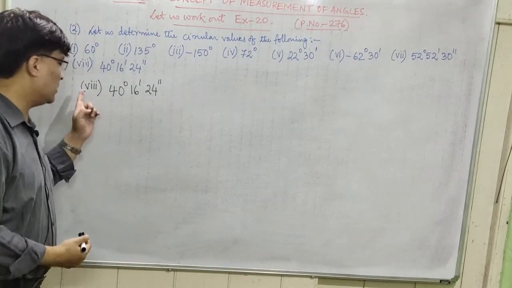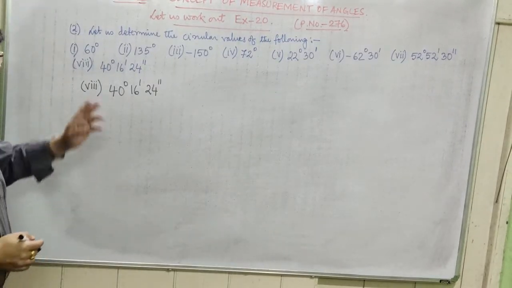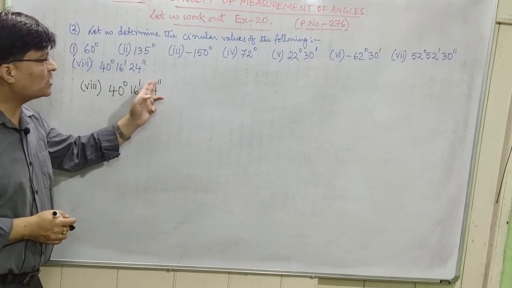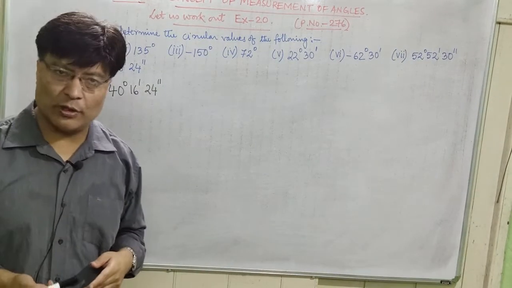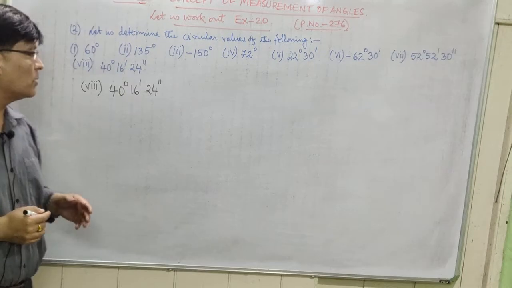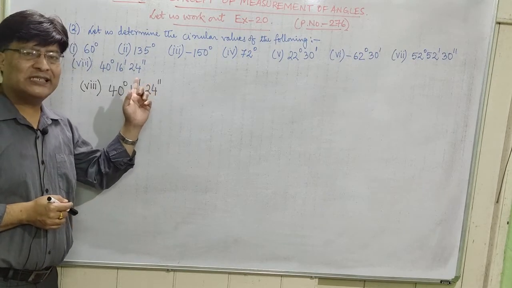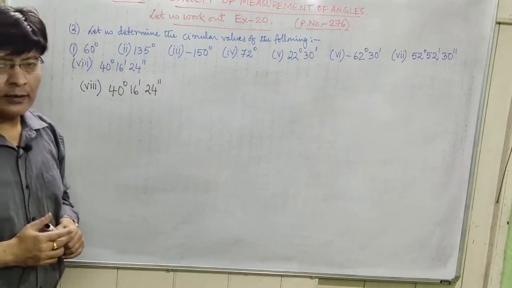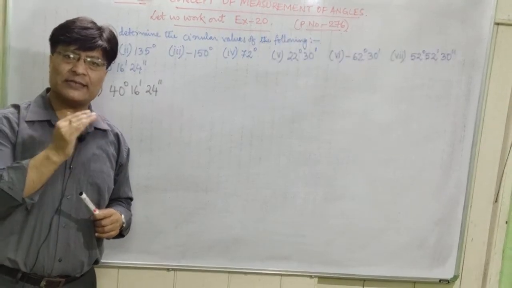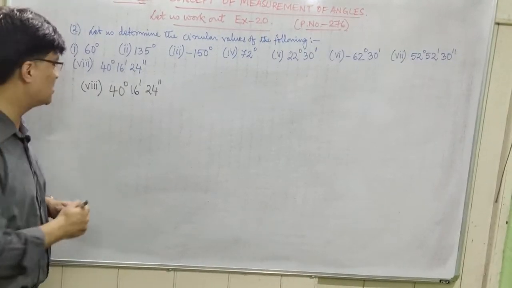So now we'll do the next question, that is question number 8. You have to convert this 40 degrees 60 minutes 24 seconds in terms of circular measure, or in terms of pi radians. In this case also, first of all you have to convert this seconds into minutes. Now you know how to convert seconds into minutes. You have to divide that second by 60.